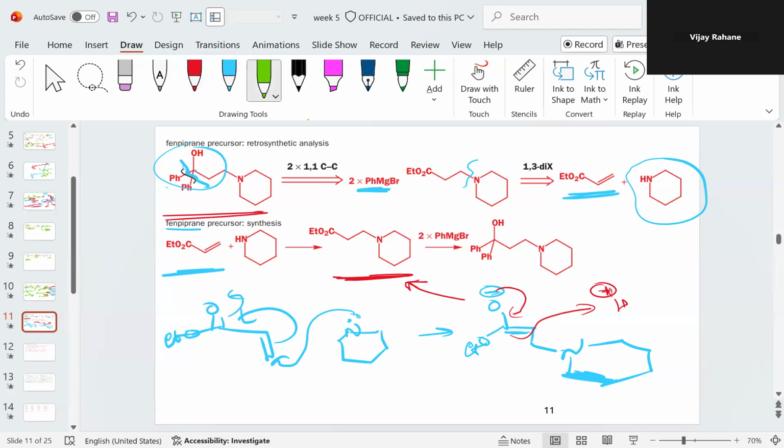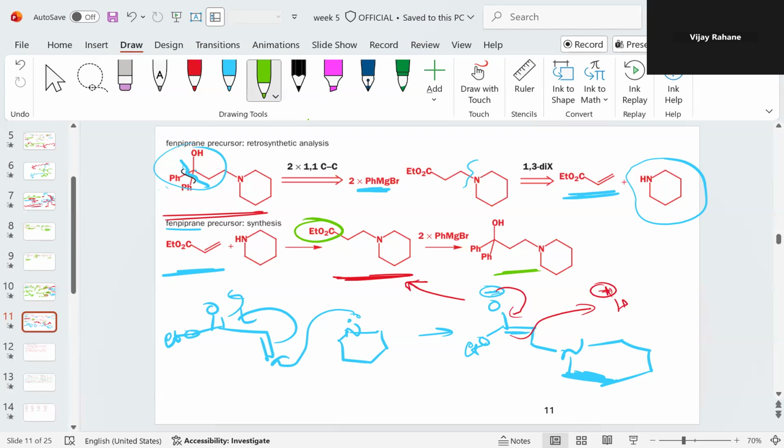And once you get this product, if you add two equivalents of phenyl magnesium bromide on this ester part, it will give our targeted precursor molecule. So this is how the synthesis and retrosynthesis for this molecule is done.